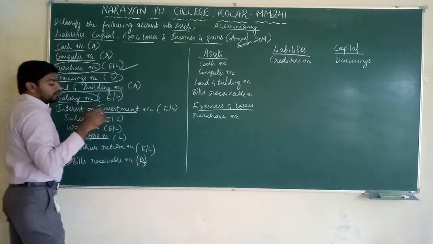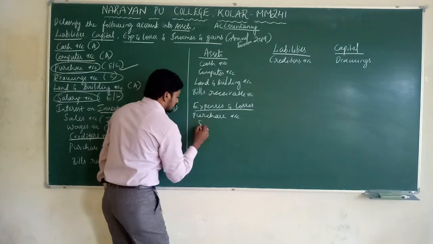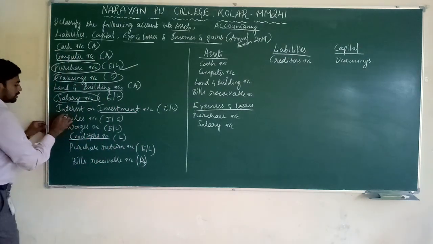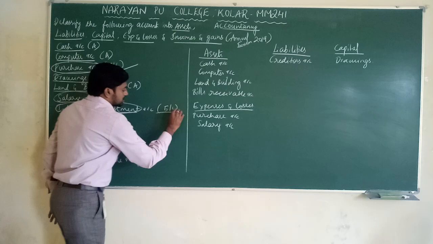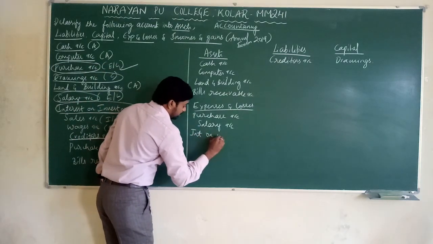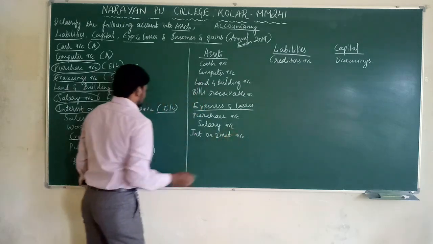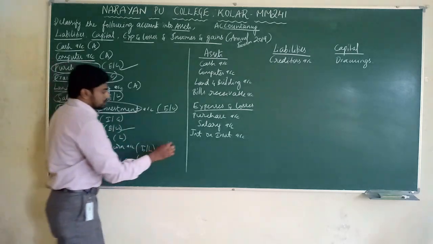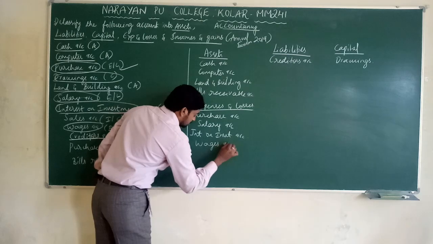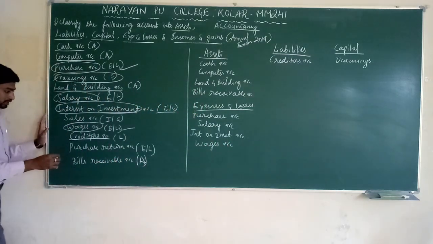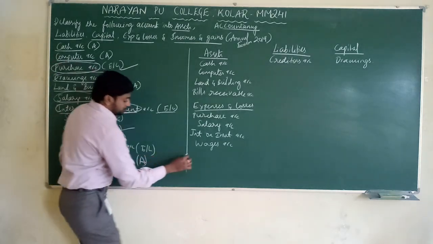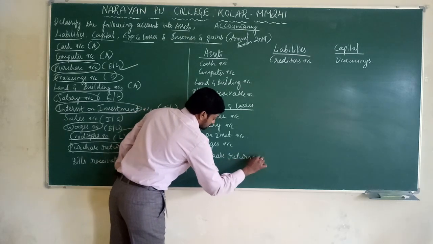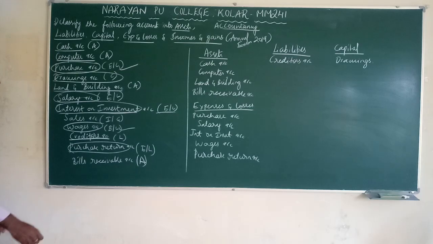Next, salary account. We are paying salary, that is an expense to the organization. Next, after that, interest on investment account. It comes under expenses and losses account. Next, wages account. We are paying wages, expenses and losses. Next, purchase return account. These are the items under expenses and losses.